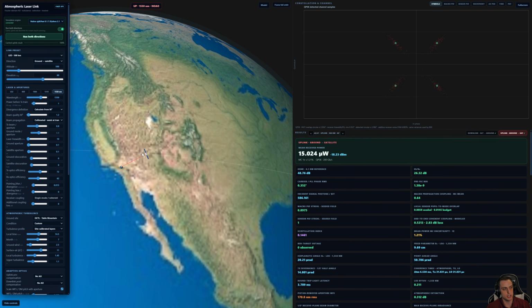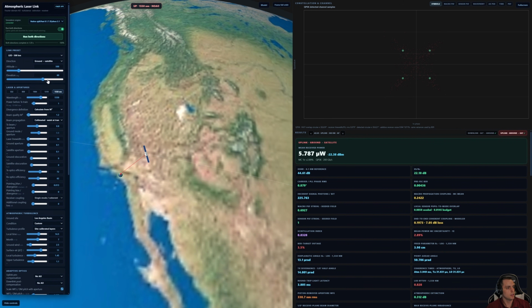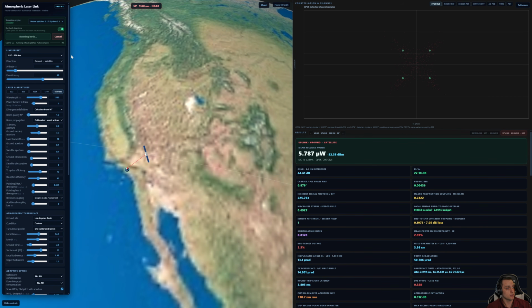But in terms of link budget, you could get a very strong link as long as the weather's clear and you're in a good location. And let's just try it in a poor turbulence location really quickly. Okay, so even in a somewhat bad location, especially if you're doing a 350 kilometer altitude, that could be even stronger. I think the bigger concern would be pointing.